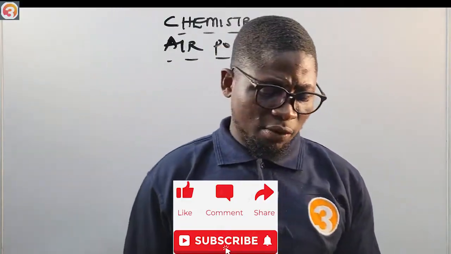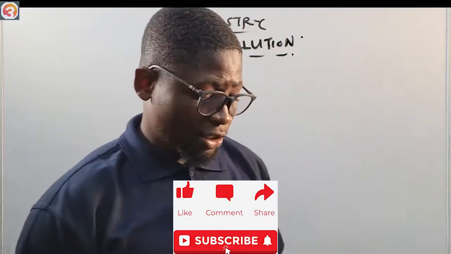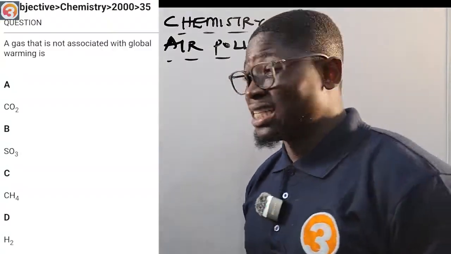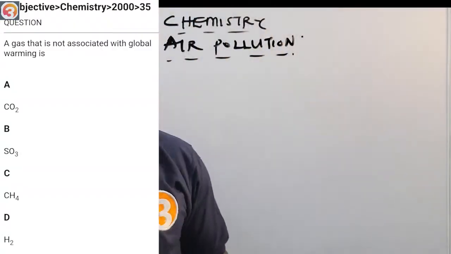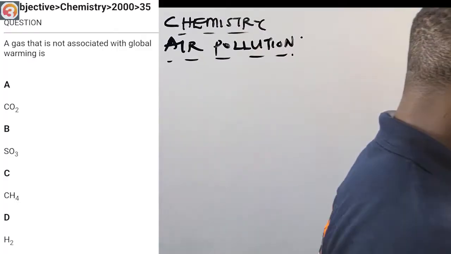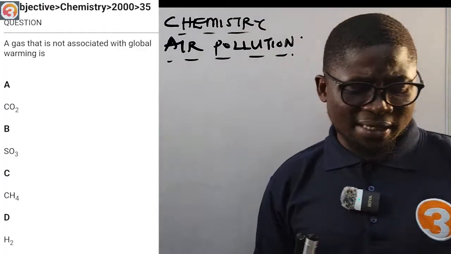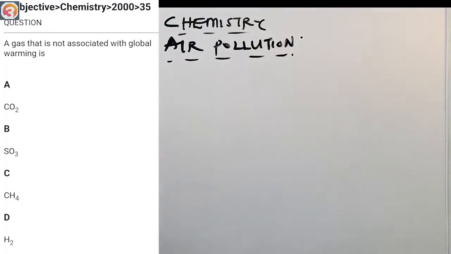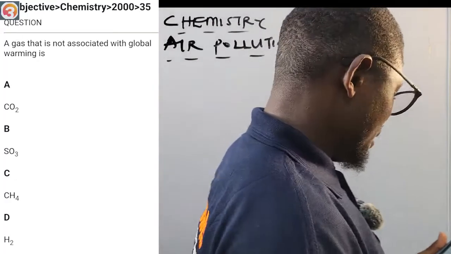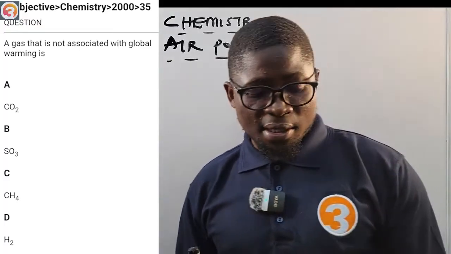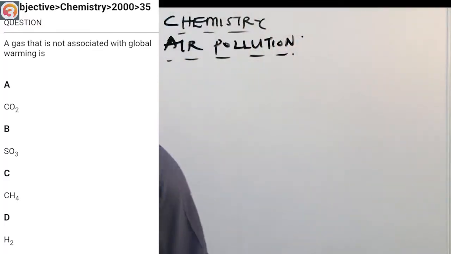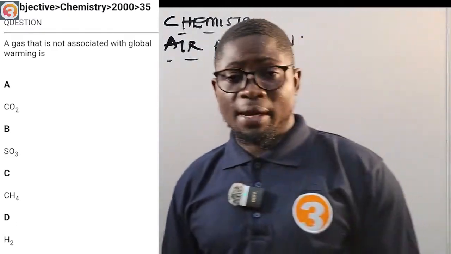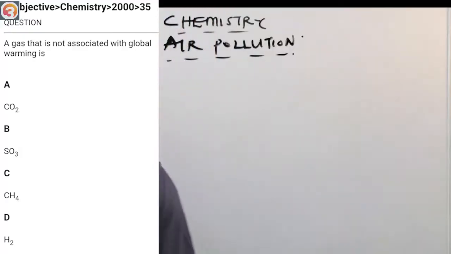All right, so let us see a question from the application before we continue. As usual, this is a 2000 question number 35. A lot of questions have been set under this topic. Okay, it's a very important topic. All right, so number one, this is a 2000 number 35. It says: a gas that is not associated with global warming is A, CO2, B, SO3, C, CH4, D, H2. All right, so we're going to come back to this question at the end of the class.